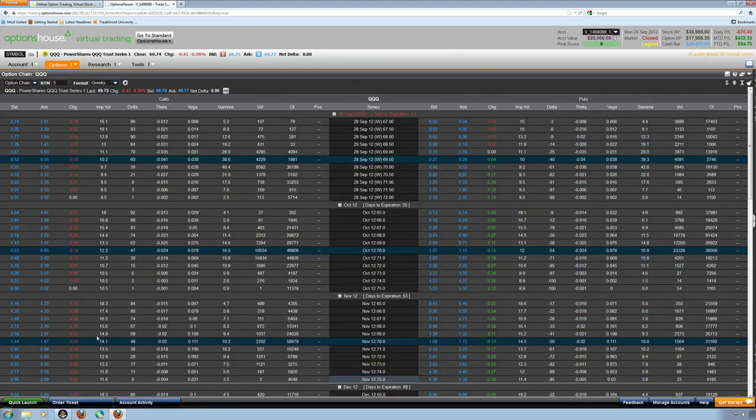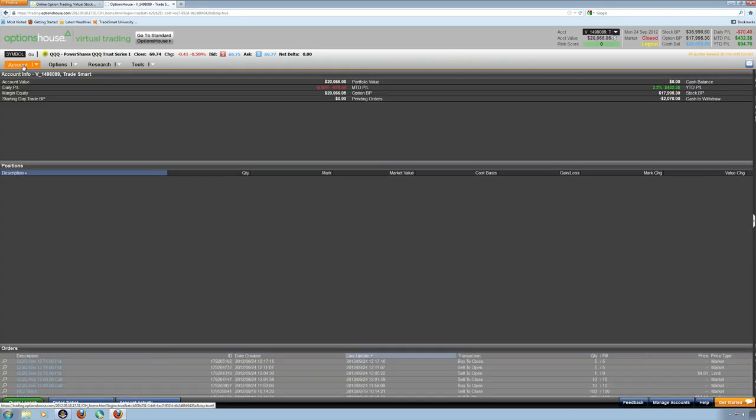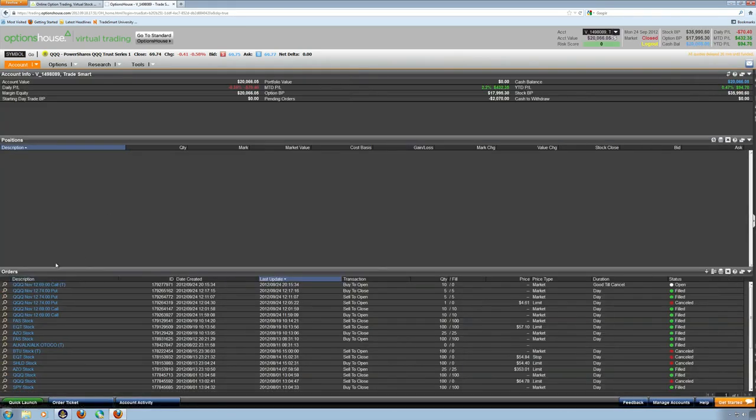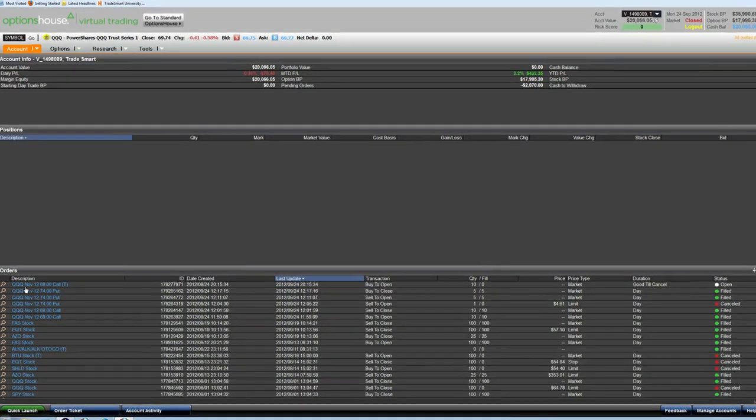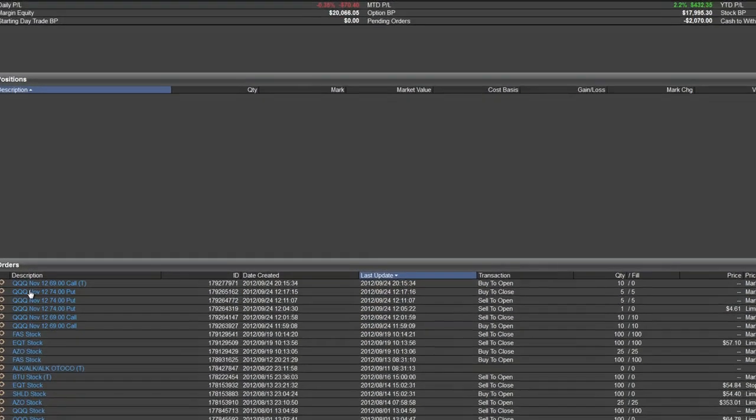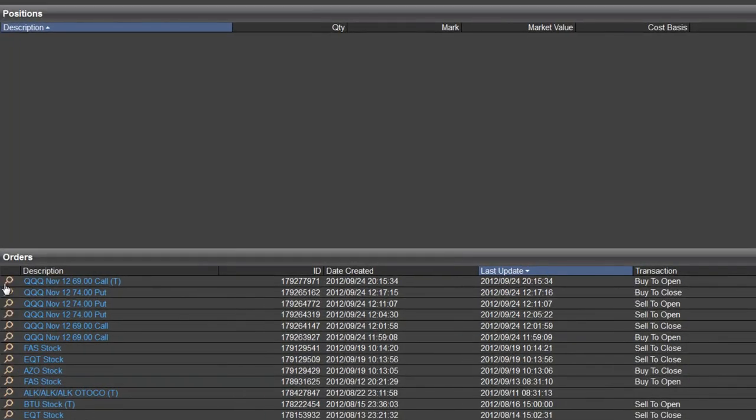All right. What I'm trying to do here, I want to click on my account tab. There we go. Now, if you come down here to my orders, this is what I want to see. I have two different ways to zoom, and I zoomed one wrong way.